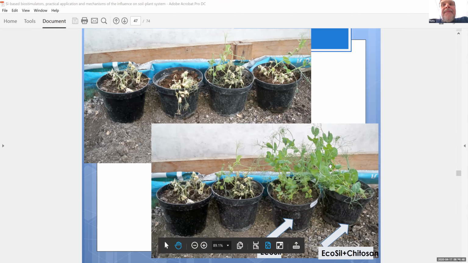Next, please. But if we applied EcoSeal, we completely protect the plant against salt toxicity. This was a very interesting result, and we found that EcoSeal, as with heavy metals, blocks sodium in the roots and does not allow transport of the sodium from the roots to the leaves. Thank you. Next.